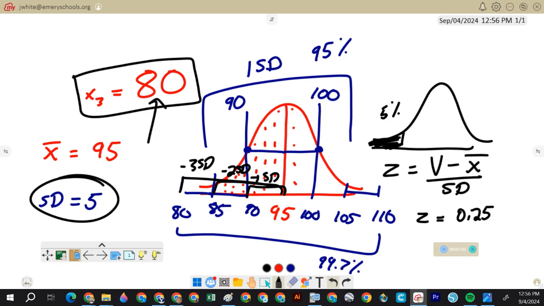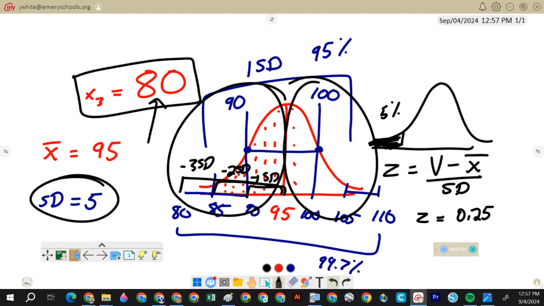So anybody over here is going to have a positive z-score. Anybody over here is going to have a negative z-score. So positive 0.25 translated means you were 0.25 SDs to the right because it's positive.